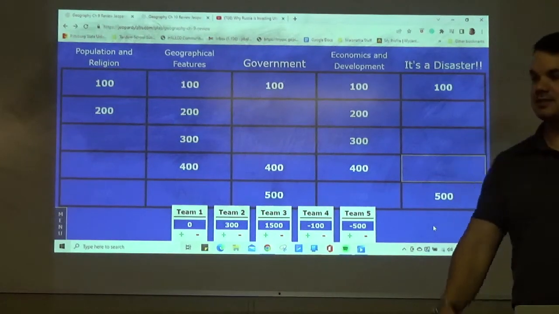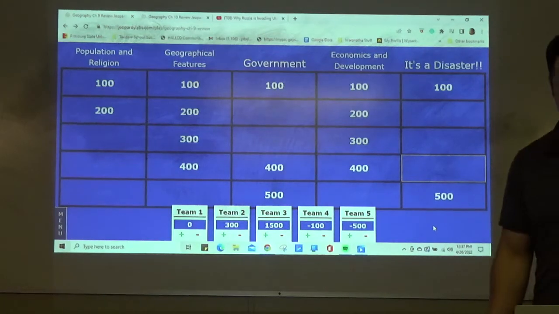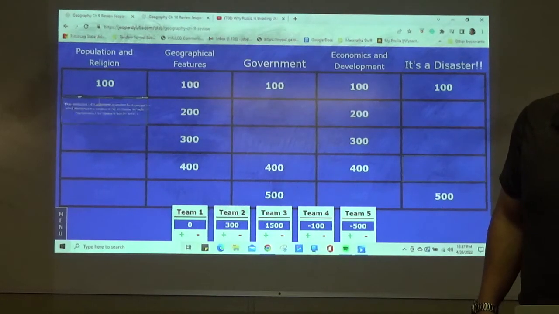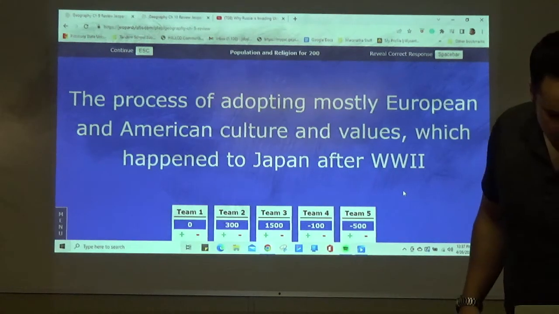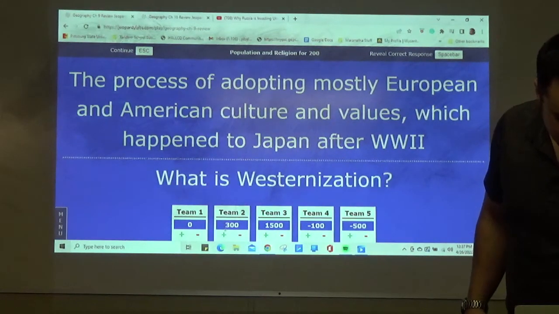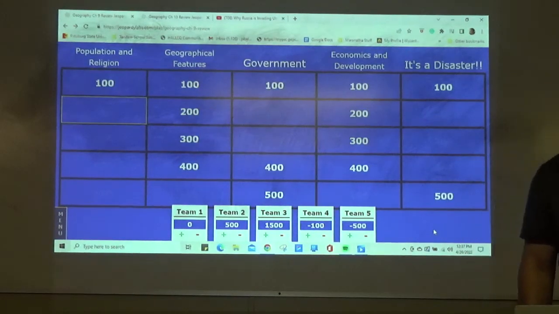Alright, team 4, here we go. Population and religion 200. The process of adopting mostly European and American culture and values, which happened in Japan after World War II. Westernization. Good job, Team 2. Team 2's catching up here. Alright, Team 2, your go.